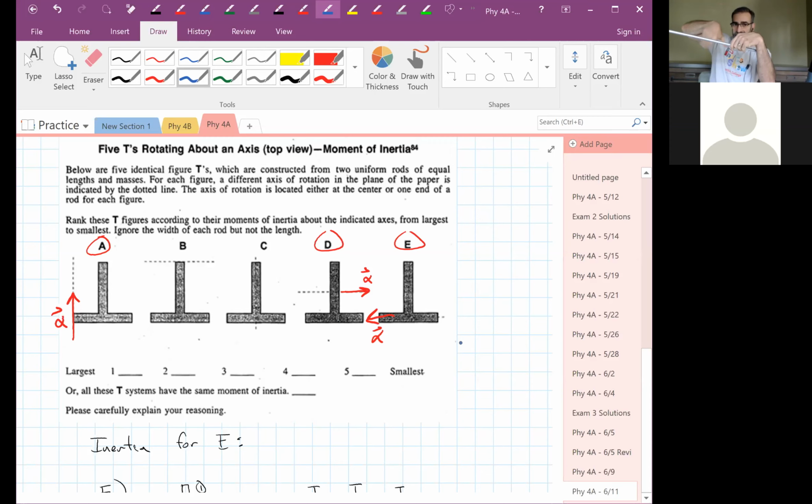So the torque and alpha would be pointing down, down being that way. It's probably a good idea to practice shifting by 90 degrees, looking at something one way, like this is a top view, and then rotate it 90 degrees, look at it again and see what it looks like in that orientation.